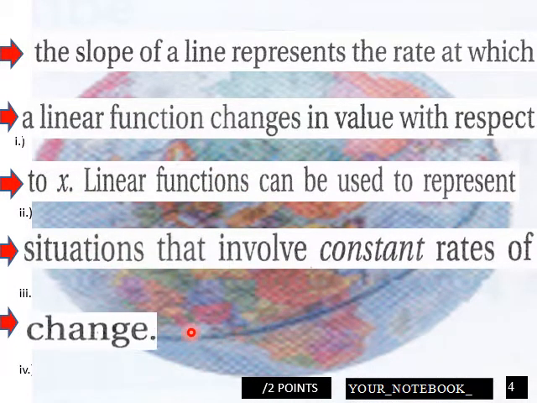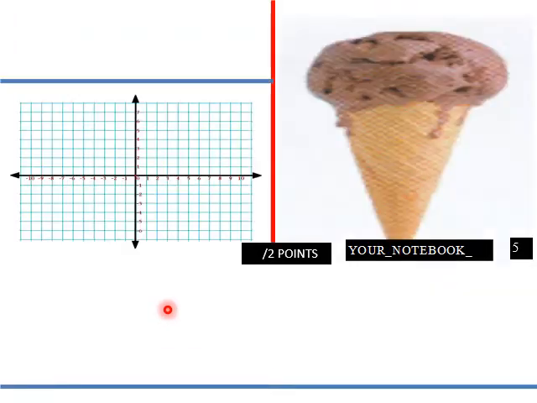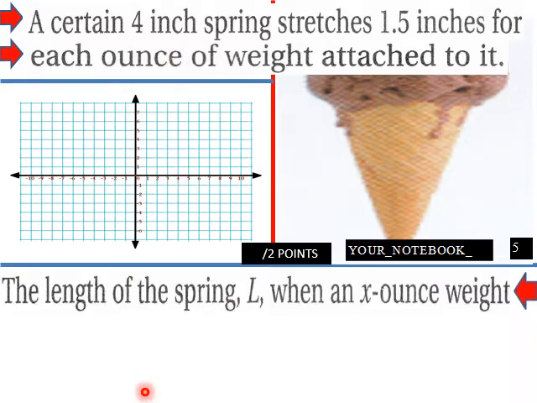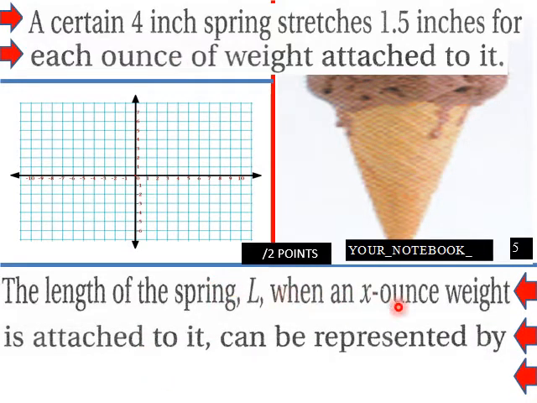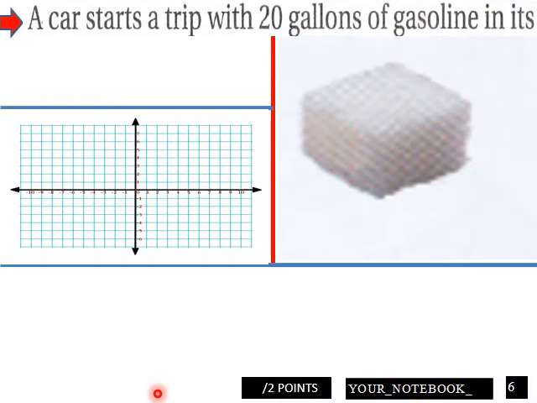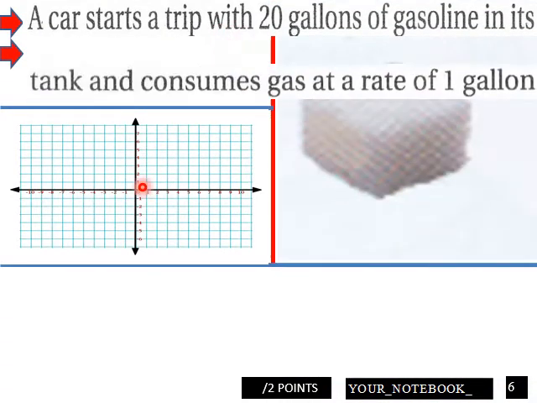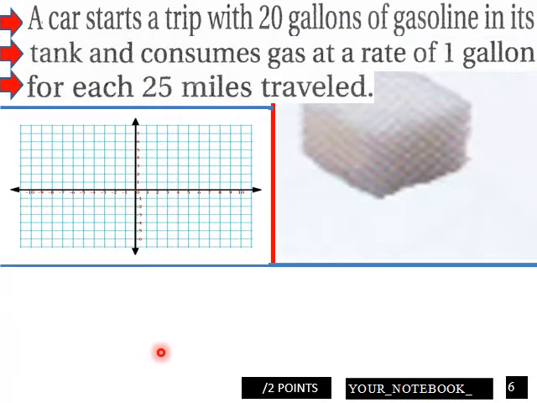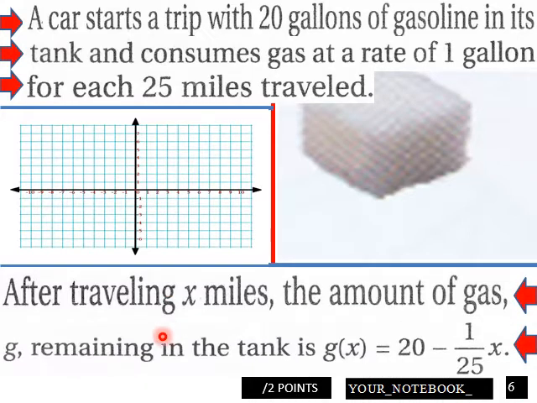Linear functions can be used to represent situations with constant rates of change. In this example, a certain 4-inch spring stretches 1.5 inches for each ounce of weight attached to it. So the length of the spring L when an x-ounce weight is attached can be represented by this function. A car starts a trip with 20 gallons of gasoline in its tank and consumes gas at a rate of 1 gallon for each 25 miles traveled. After traveling x miles, the amount of gas remaining in the tank would be this amount right here.